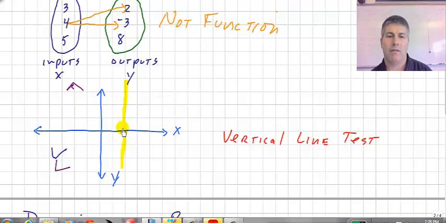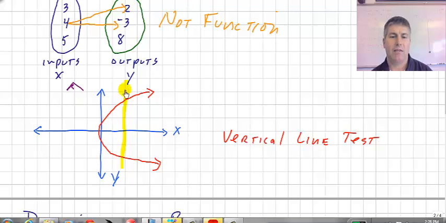Now, if I drew like a sideways parabola, something that looked like this, this would fail the vertical line test. For one value of x, this x is 2, I could have a value of y down here, it looks like around -2, and a y up here of around +3. This fails the vertical line test because it hits my graph twice.